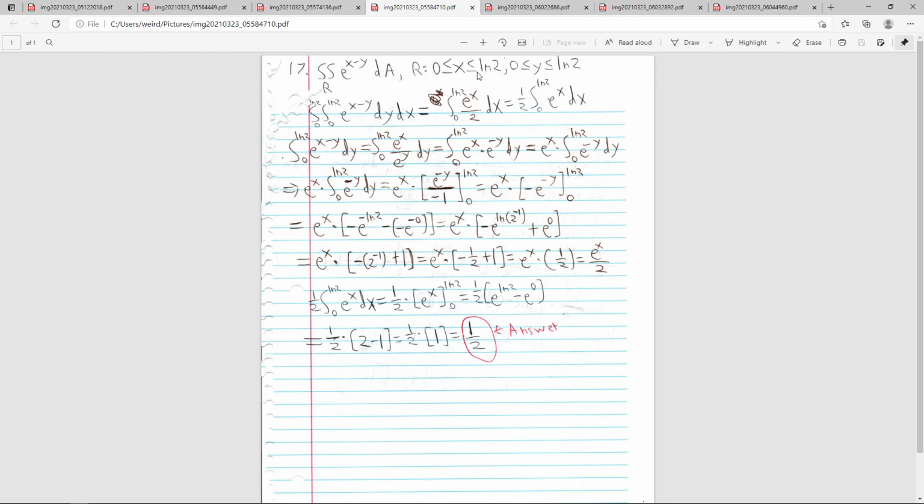So 0 less than or equal to x less than or equal to ln 2, and 0 less than or equal to y less than or equal to ln 2. And it's e to the x minus y. So, of course, we put in dy dx for dA like usual. So we're going to do y first. Maybe x would be easier, I don't know, but I just did y.